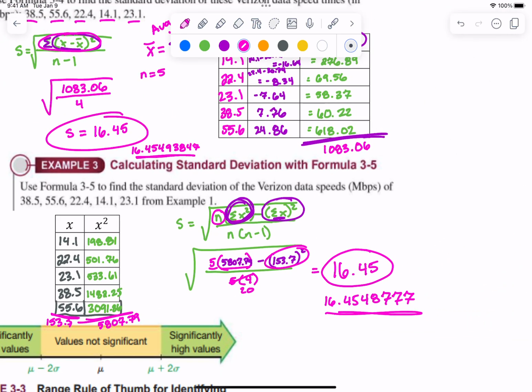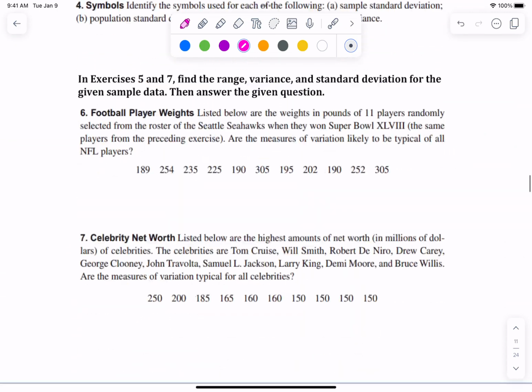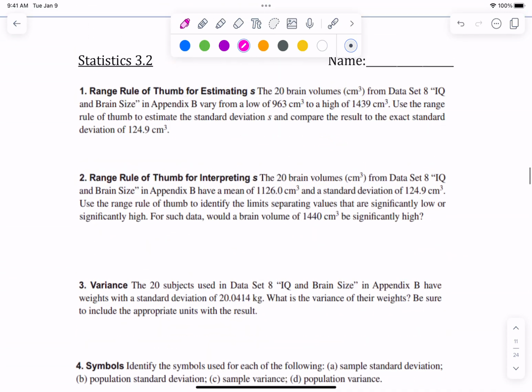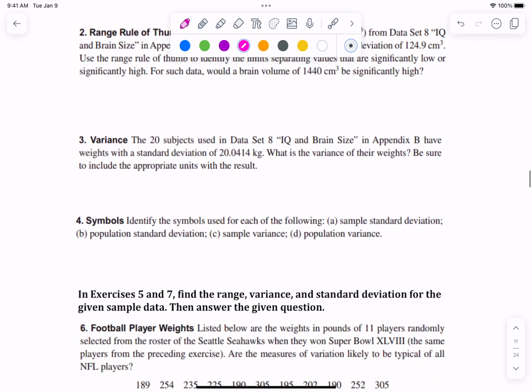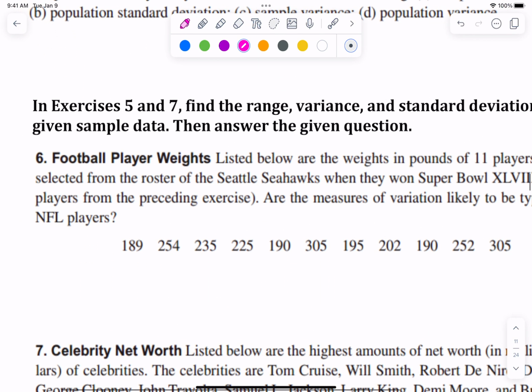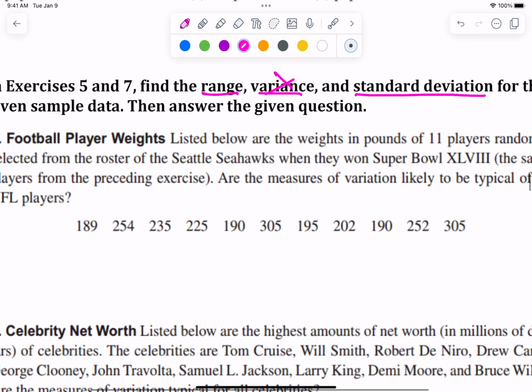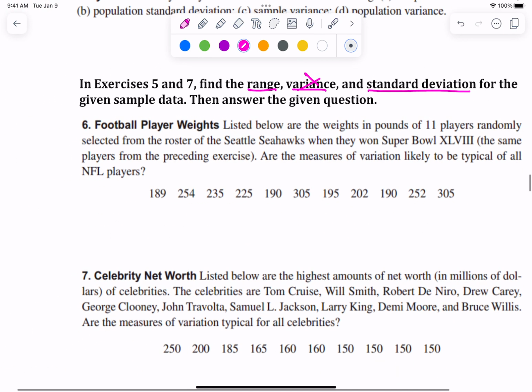On the homework assignment, I'm going to change something just a little bit. We'll get rid of some data values. We don't know how to do variance yet, so we'll do variance in a little bit. So range and standard deviation, but let's just do the first 4 numbers. Can I do that?